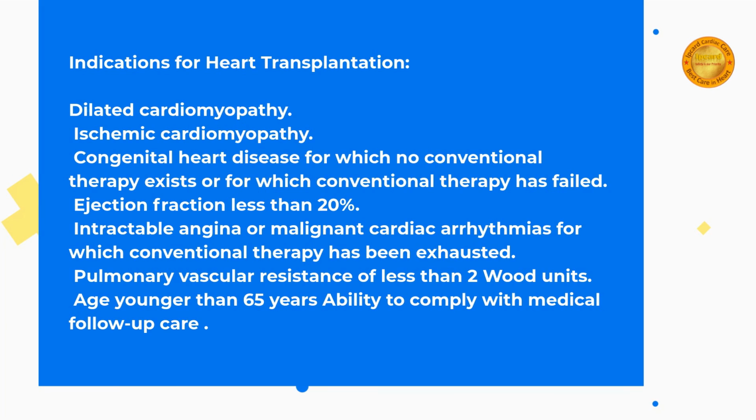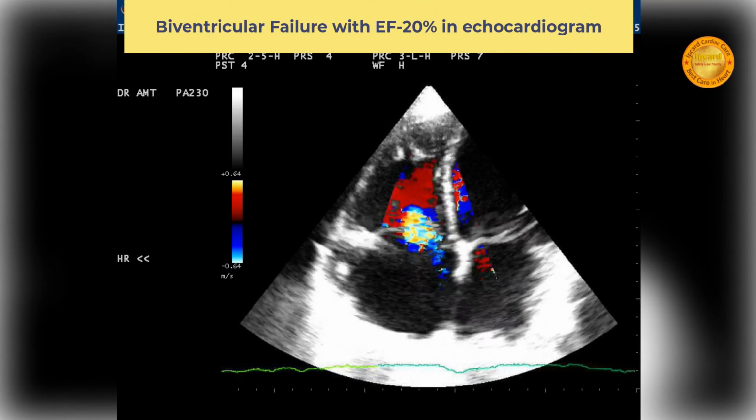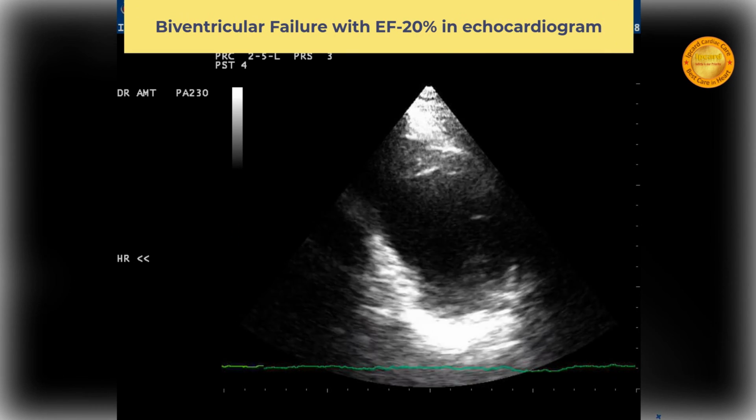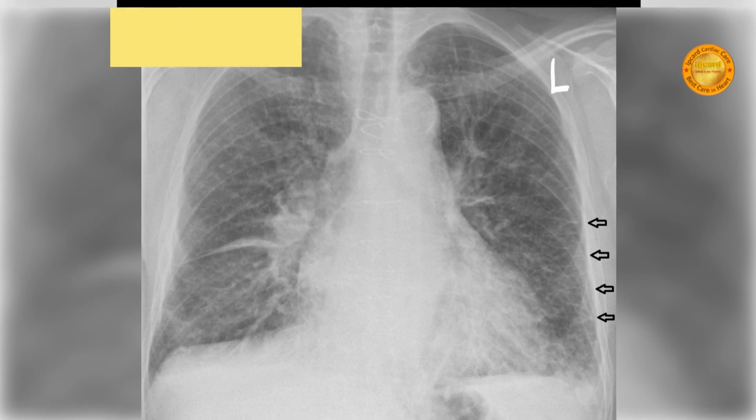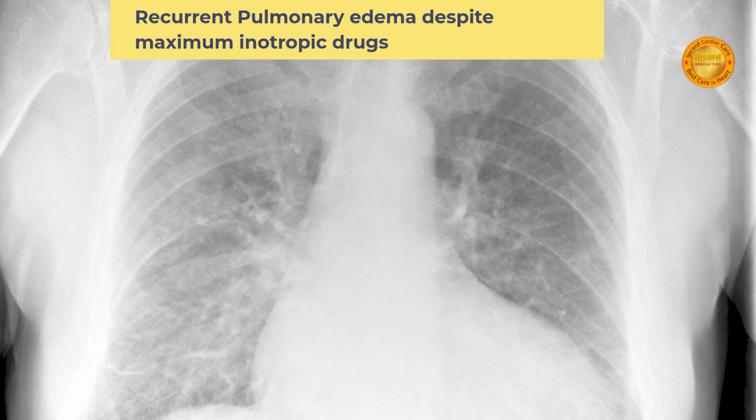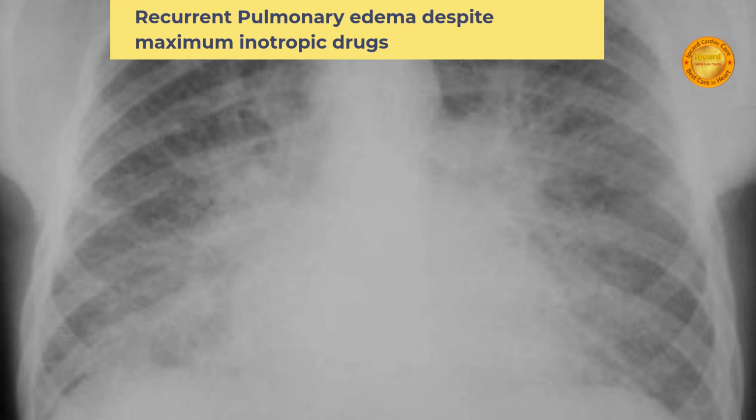conventional therapy has failed, ejection fraction less than 20%, intractable angina or malignant cardiac arrhythmias for which conventional therapy has been exhausted, pulmonary vascular resistance of less than 2 Wood units, age younger than 65 years, ability to comply with medical follow-up care. Biventricular failure with EF less than 20% on echocardiogram. Recurrent pulmonary edema despite maximum inotropic drugs.